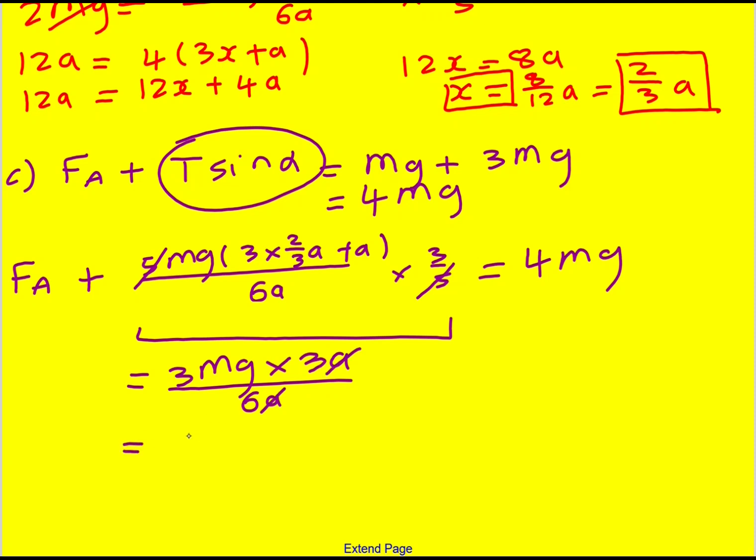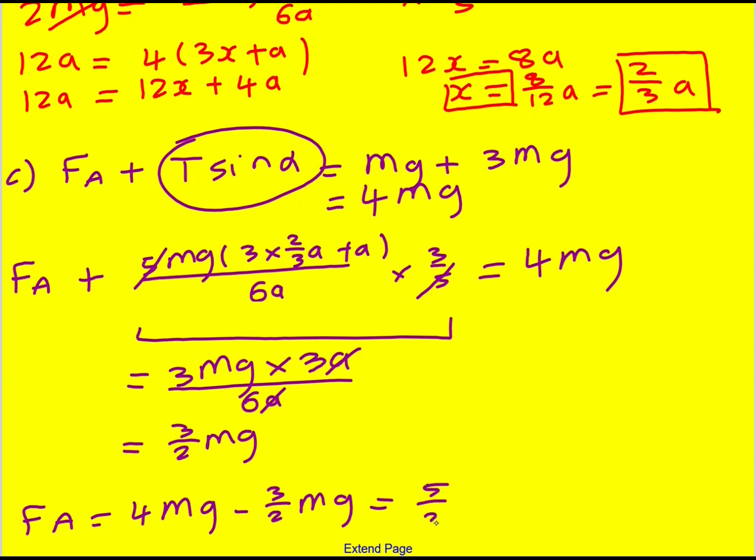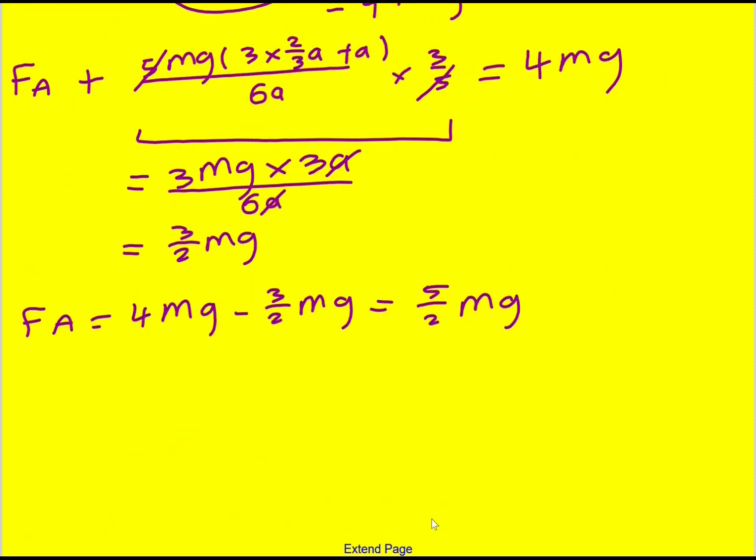I've got 9 over 6, that's going to become 3 over 2 mg. And hence Fa is going to be 4 mg minus 3 over 2 mg. It ends up being 5 over 2 mg. Brilliant. So we can bring it together now.